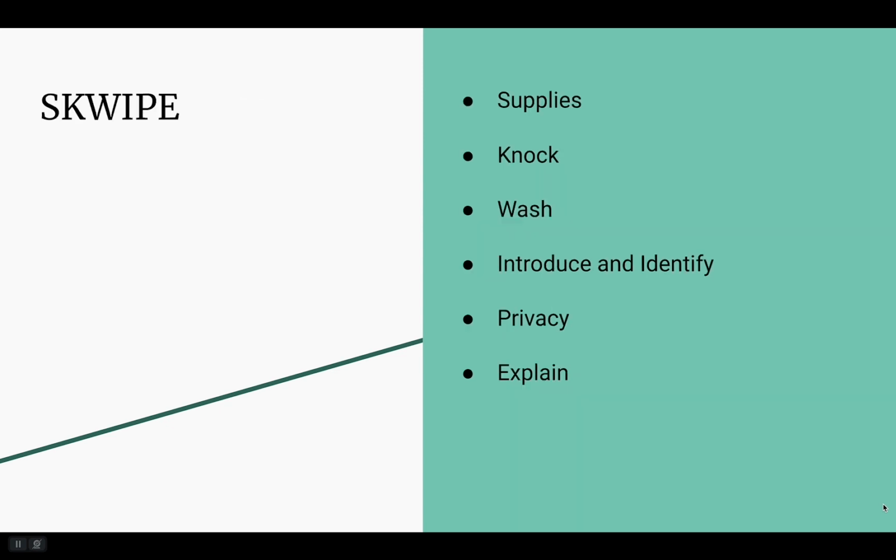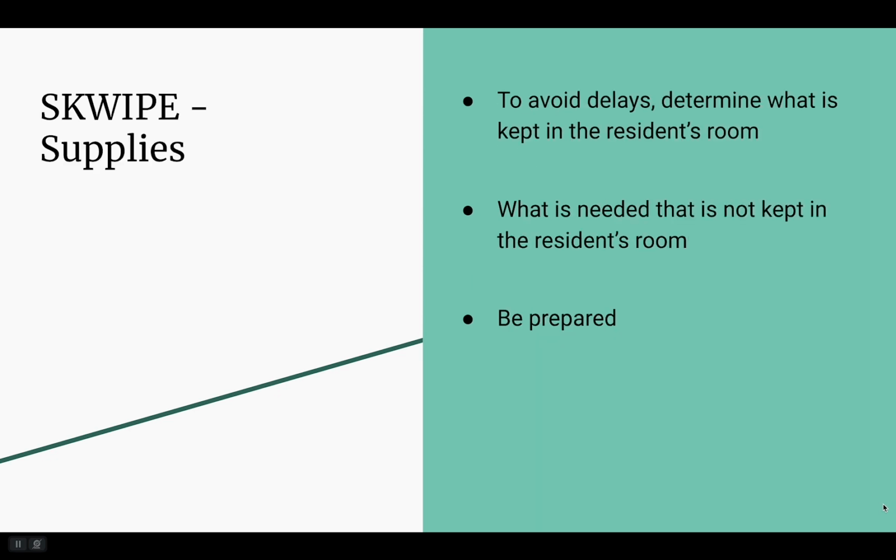Before providing care to a resident, follow the SKWIPE acronym. Supplies. Knock. Wash. Introduce and identify. Privacy. Explain. Supplies. Many supplies are kept in the resident's room, but ask yourself if anything is needed that is not available in the room. Being prepared prevents disruption of the procedure and possible delays that can result in discomfort for the resident.